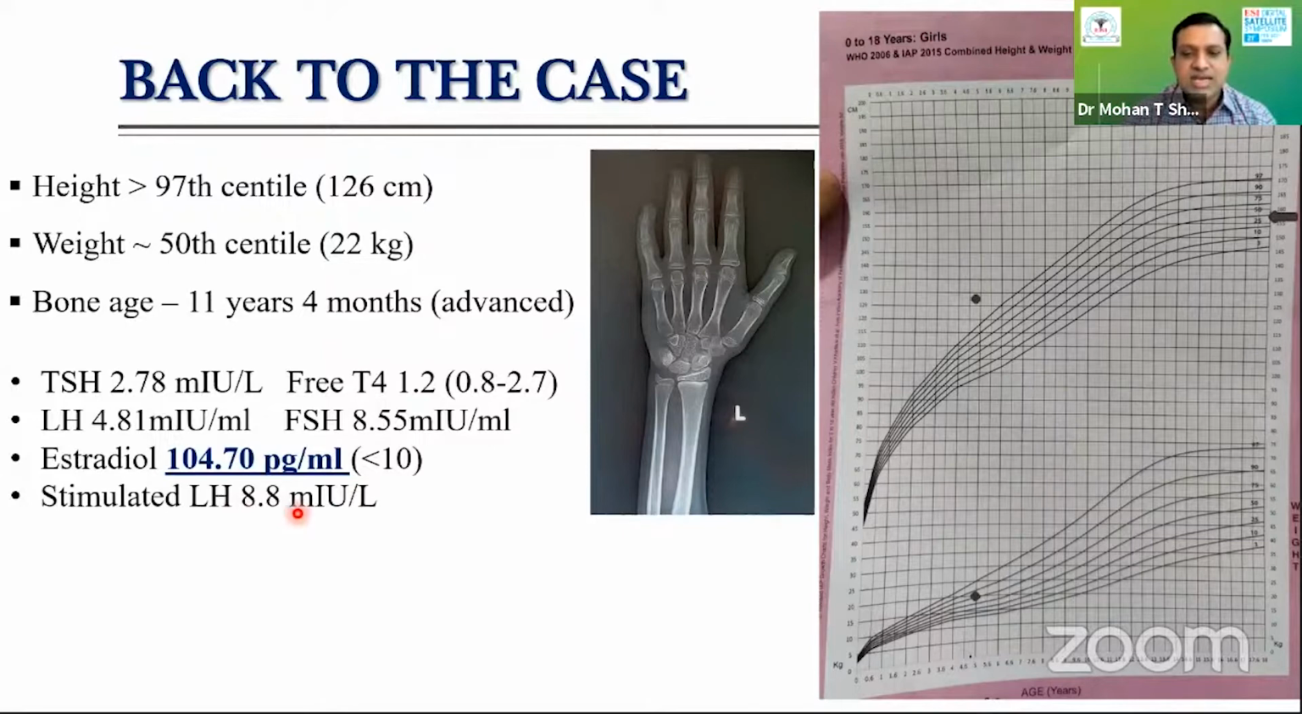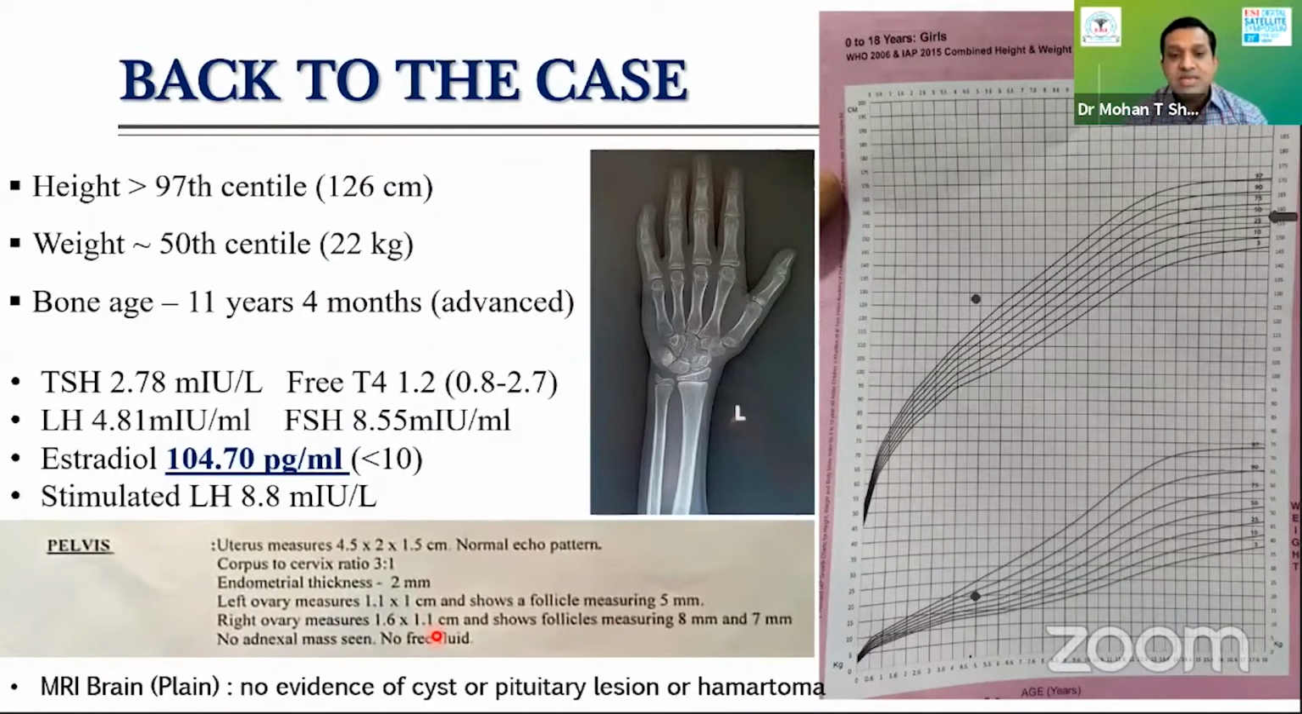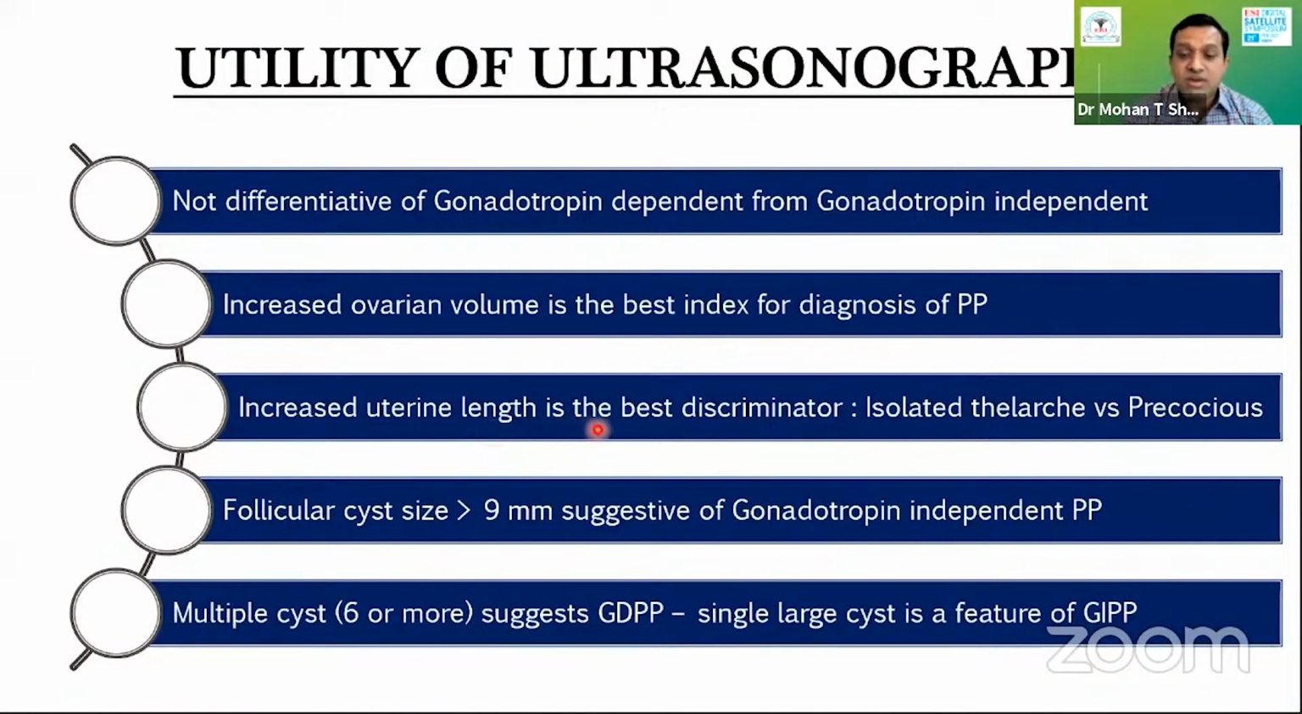Uterus size denotes that there is definite evidence of a cause of precocious puberty. MRI showed no cyst, pituitary lesion or hamartoma. So where are we? Definitely ultrasound is one thing which helped us. The increased ovarian volume is the best index for diagnosis. The best discriminating index is the uterine length. A follicle size more than 9 millimeter would have suggested gonadotropin independent, but multiple cysts, 6 or more, suggest gonadotropin dependent, and even a single cyst is a feature of gonadotropin dependent.